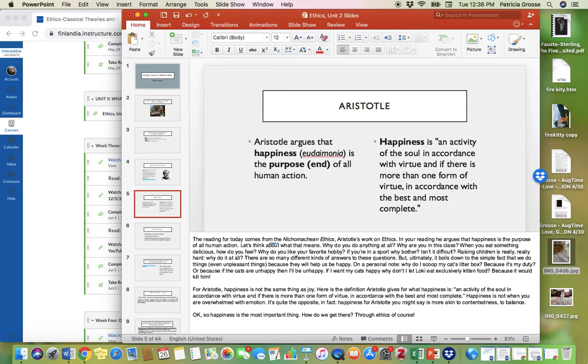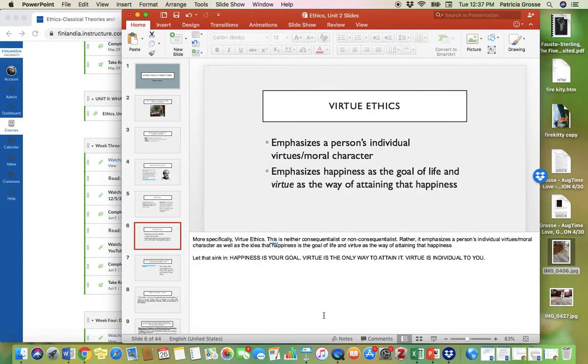Again, Aristotle's arguing that happiness is the purpose or end of all human action, and yet it's somehow related to virtue. It's an activity of your soul in accordance with virtue, and the best kind of virtue. So happiness is the most important thing. How do we get happiness? Through acting ethically.